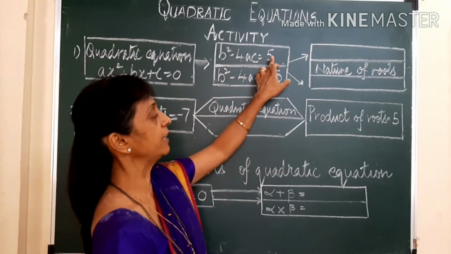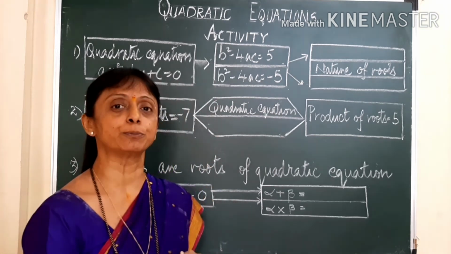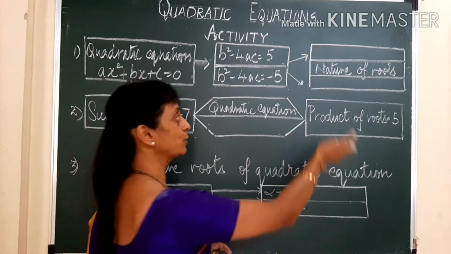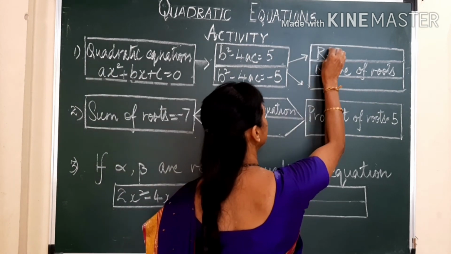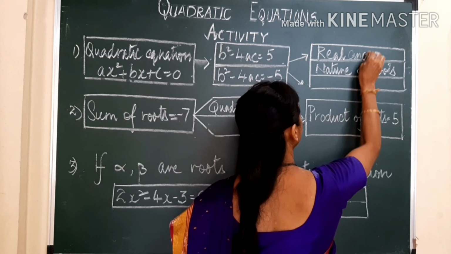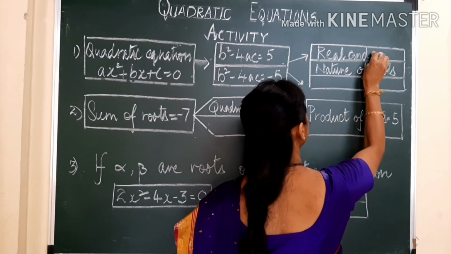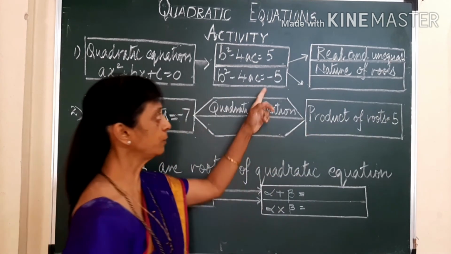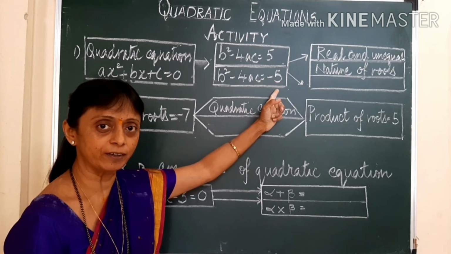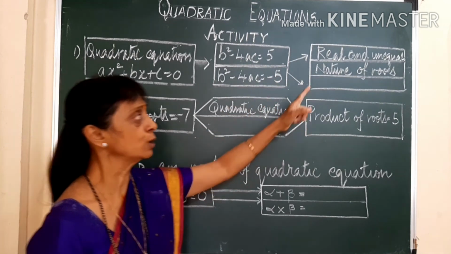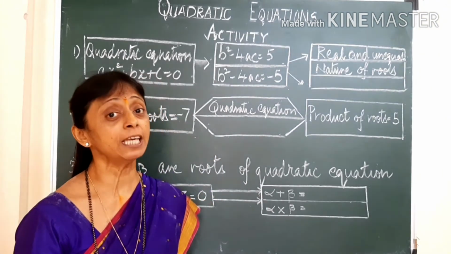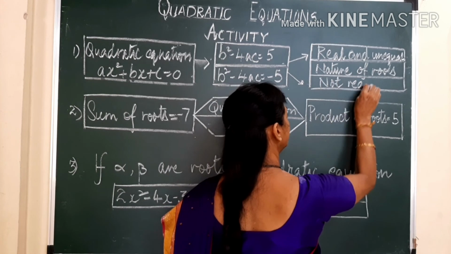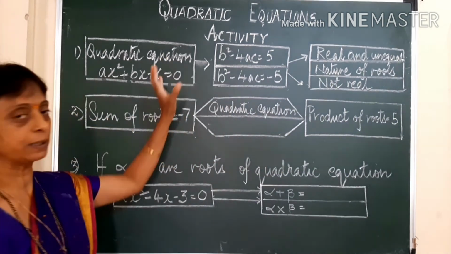When b square minus 4ac is greater than 0, that means when it is a positive one, the roots will be real and unequal. So what will you write over here? Real and unequal. What about the second? Over here, b square minus 4ac is a negative number, less than 0. So what will the nature of the root be? It will be not real. So this finishes with the first problem.